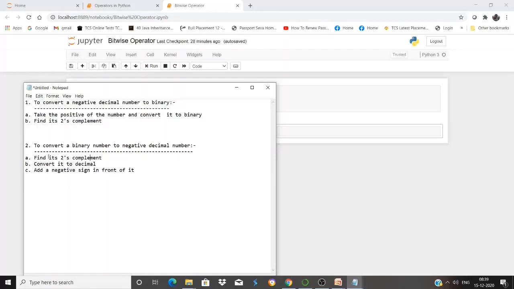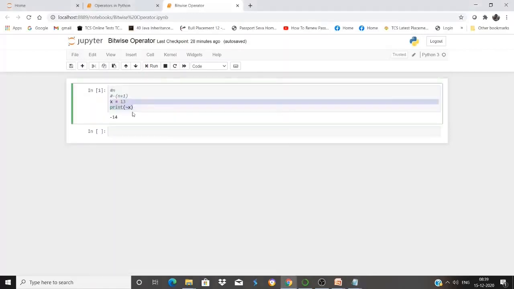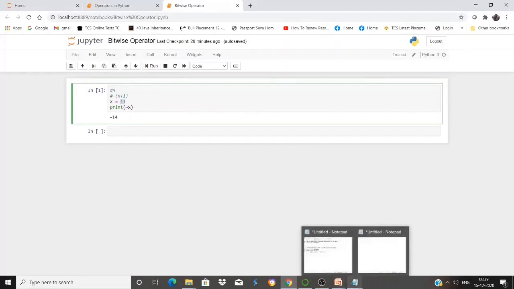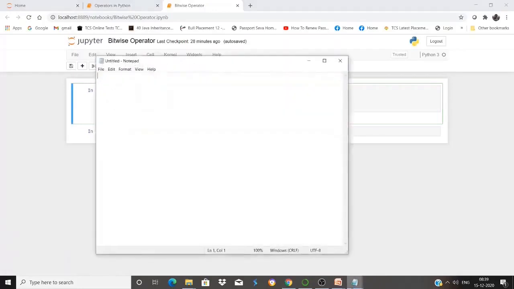So we will look at both of these concepts when we look at more examples of the bitwise complement operator. Here the number given as input is 13. What is the binary representation of 13? Let's open a new notepad and see that. The binary representation of 13 is 00001101.